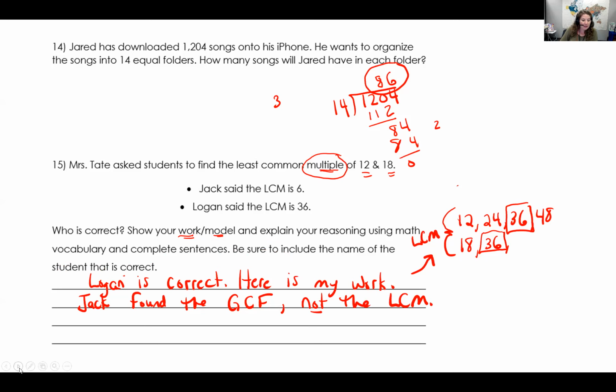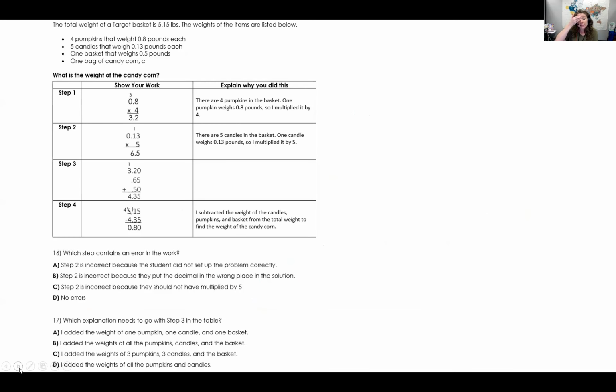All right. So finally, this page says the total weight of a Target basket is 5.15 pounds. The weights of the items are listed below. We have 4 pumpkins that are 0.8 pounds each. We have 5 candles that are 0.13 pounds each. One basket weighs 0.5, and one bag of candy corn, which is letter C.